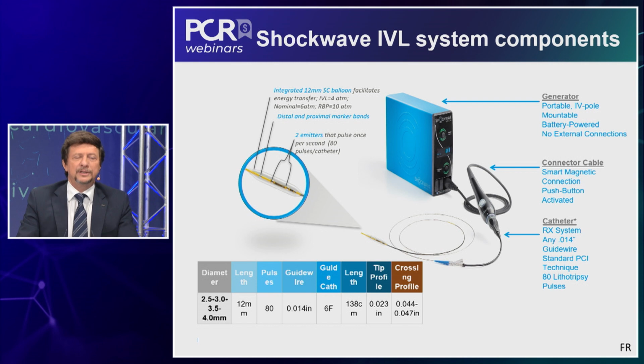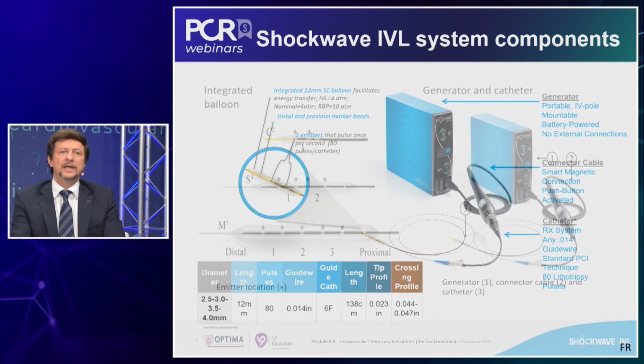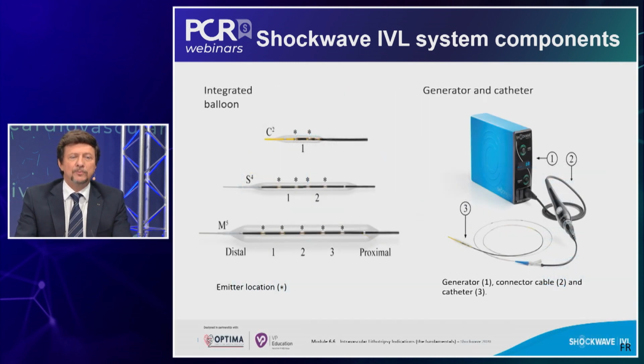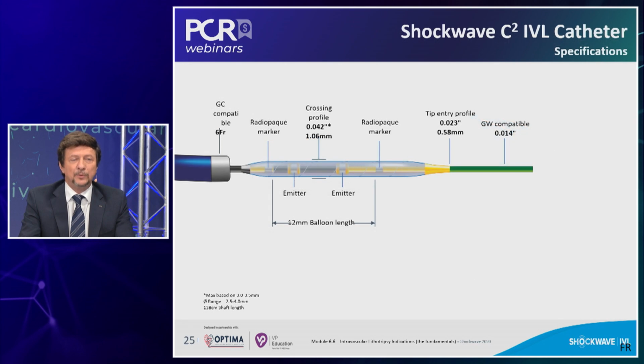The catheter for the coronaries is 6 French compatible, and as I said several times, it runs along your favorite wire. The different sizes go from 2.5 to 4 millimeters, and the length of the balloon is 12 millimeters. There are 2 other balloons, the S4 and the M5, which are designed for use in peripheral arteries, so renal arteries, subclavian, femoropopliteal, and also the iliacs, because the last generation, the M5, goes up to 8 millimeters, and the length is 60 millimeters, while the M4 is 40 millimeters long.